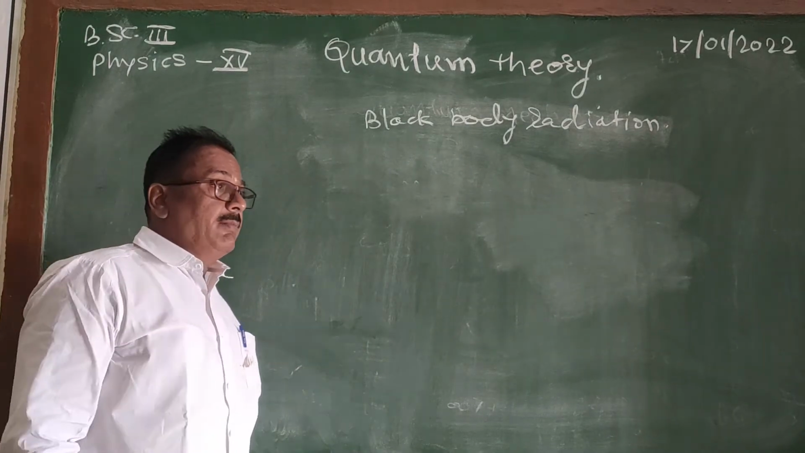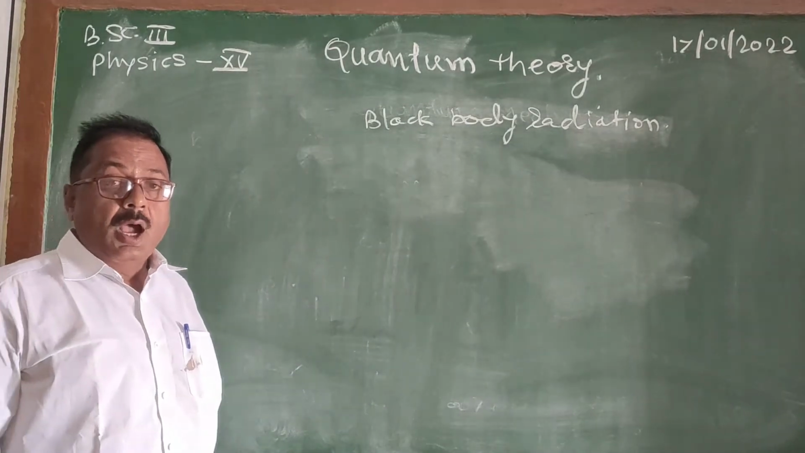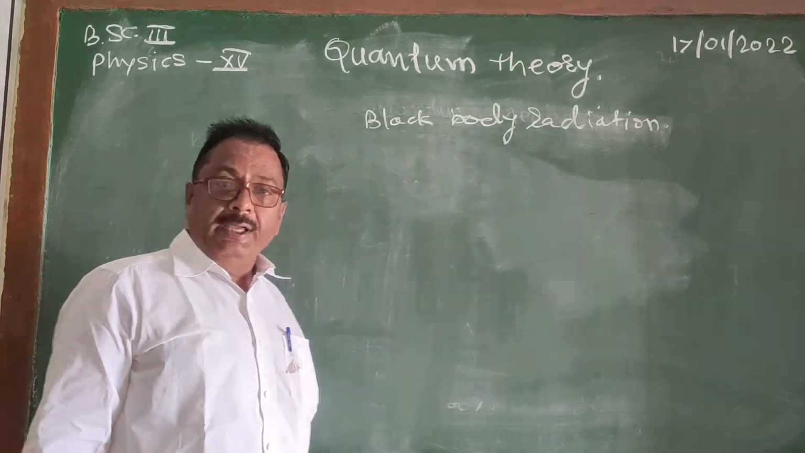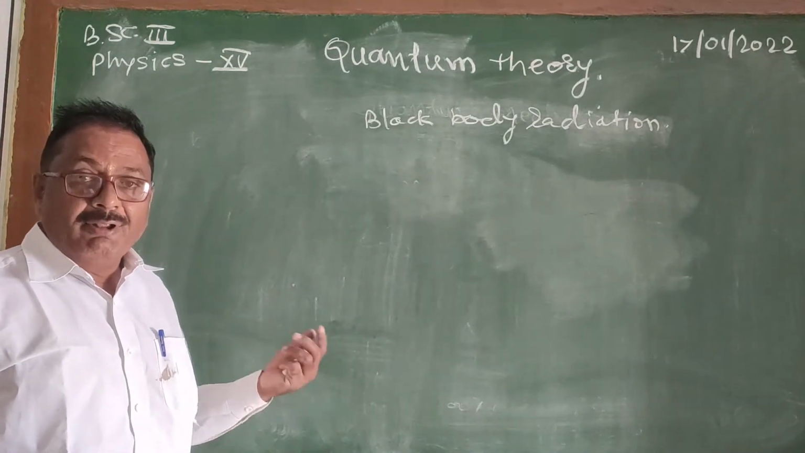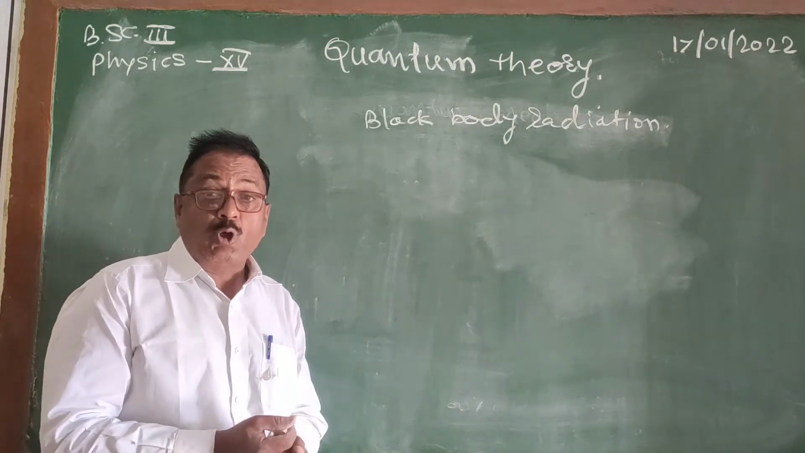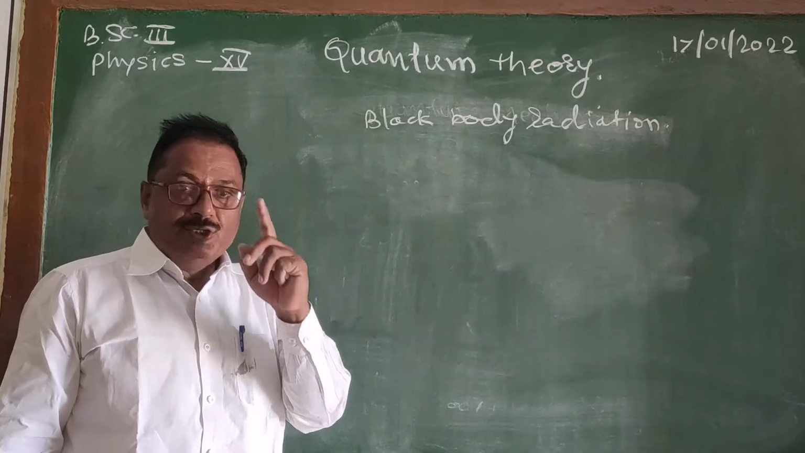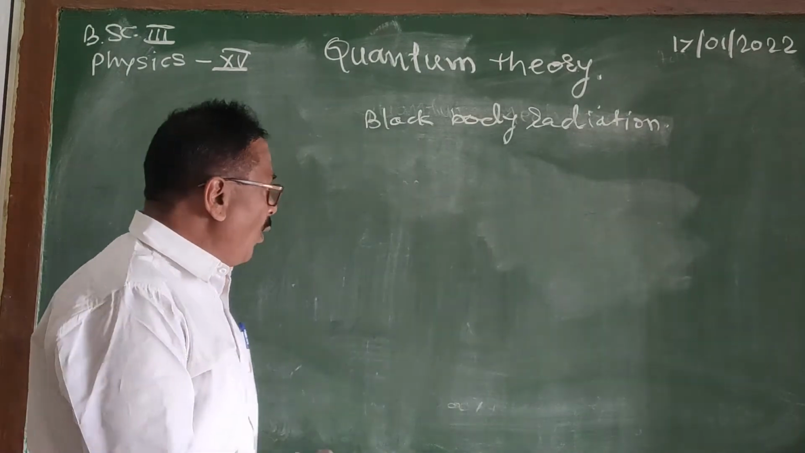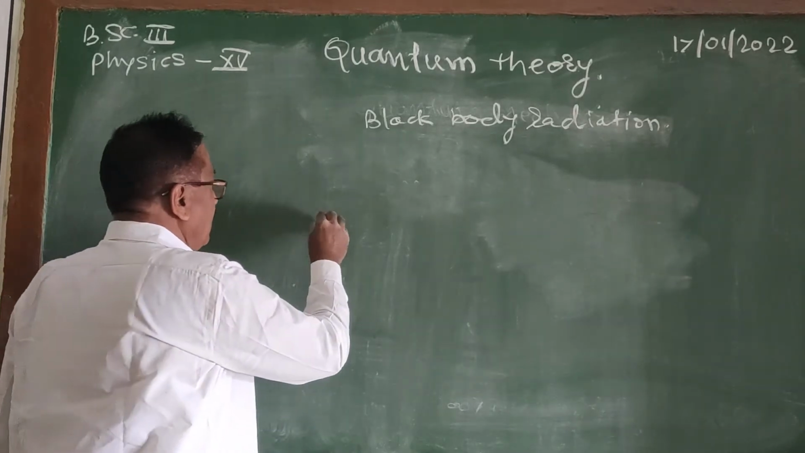Black body is nothing but the body which absorbs all types of radiation which will be incident upon it. Whatever the radiation which will be incident on the body, that will be absorbed by that body, which is known as black body. Now, how is the black body formed?